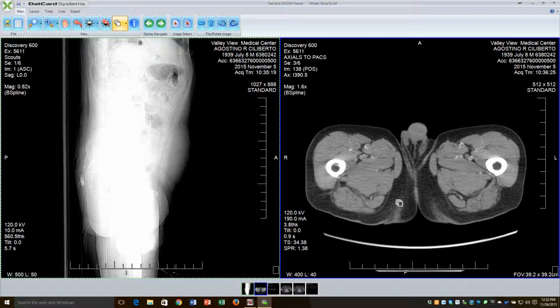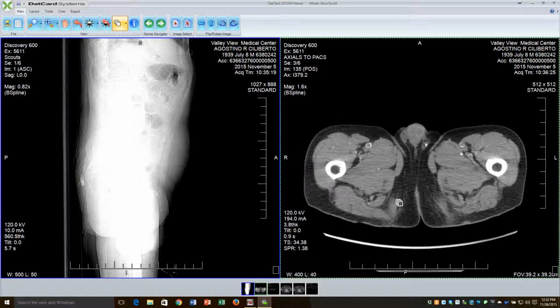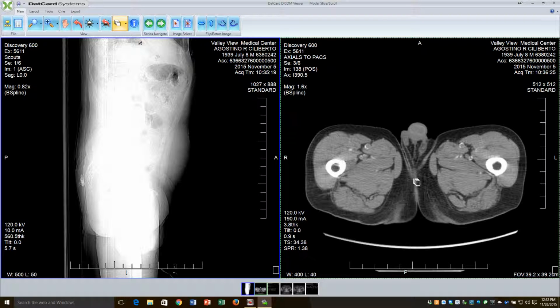Okay, let's go through some of the findings on this CT scan of the abdomen and pelvis on Agostino Ciliberto. So we're going to start initially here at the lower aspect. The scan starts from the femurs and will march up towards the chest. There's pretty extensive vascular calcifications that you can see here.